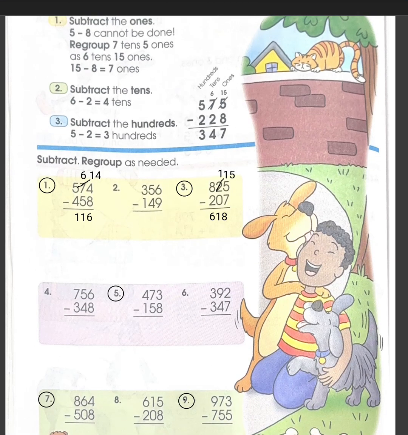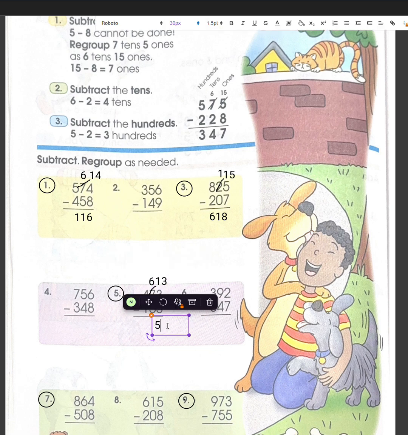Number 5, we have 473 minus 158. We already can't do 3 minus 8, so we borrow a 1 from the 7. So that 7 becomes a 6. And then this 3 is going to become 13 from that 1 we took from the 7. And then we do 13 minus 8, where you get 5. And then we have 6 minus 5, which we get 1. And then 4 minus 1, which we get 3.